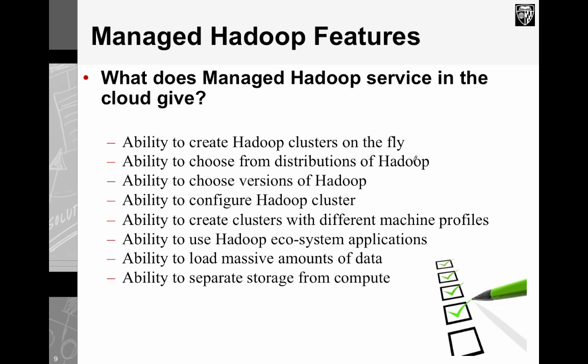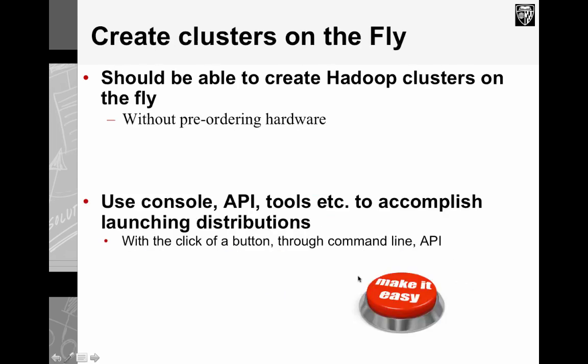So if you're going to be doing managed Hadoop service in the cloud, what are the capabilities that you should be looking for? You should be looking for the ability to create Hadoop clusters on the fly, ability to choose from distributions of Hadoop, ability to choose from various versions of Hadoop, ability to configure Hadoop cluster, ability to create clusters with different machine profiles, ability to use Hadoop ecosystem applications, ability to load massive amounts of data, ability to separate storage from the compute. Let's look at these in more detail.